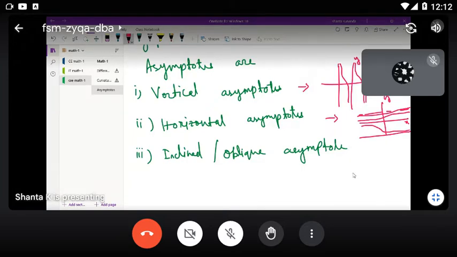So these are horizontal, and inclined ones are those which are not parallel. You can make it this one, or your curve can be here. So this one. This is how inclined asymptotes look. Okay, so now you have some idea.